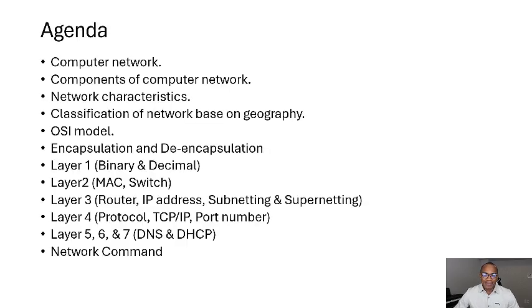And I will be looking at computer network. I will try to explain what computer network is, and we will look at components of computer network. We'll look at the characteristics of network. We'll look at the classification of network based on geography. Then we'll look at OSI model. We'll look at encapsulation and de-encapsulation in the OSI model. Then we'll look at layer 1 of the OSI model.